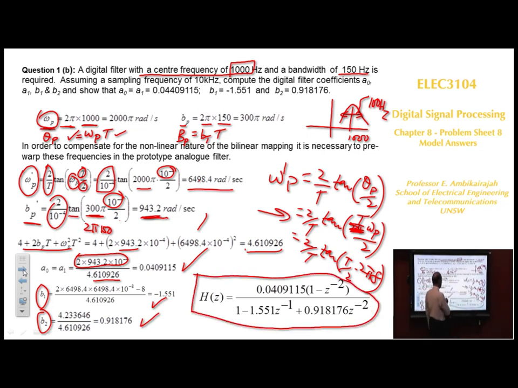This is another way of doing the digital filter calculation. This is an alternative way of doing it, and there are other ways of calculating as well without substituting. You pre-warp first and then substitute as well, but this is fine.